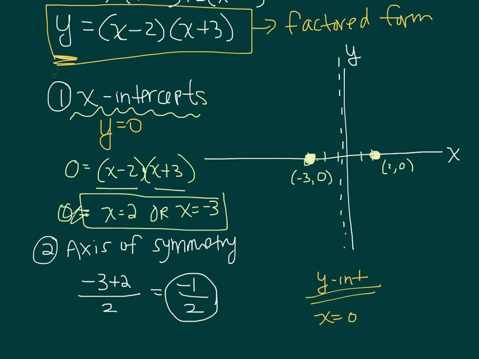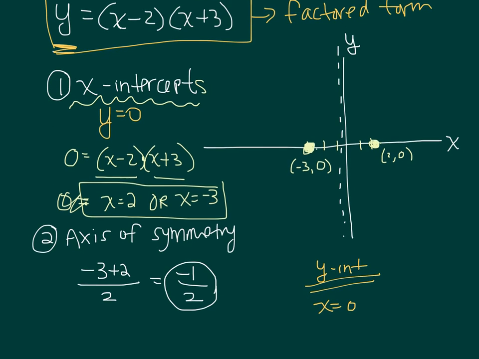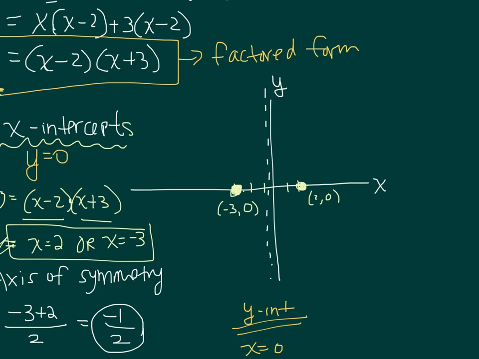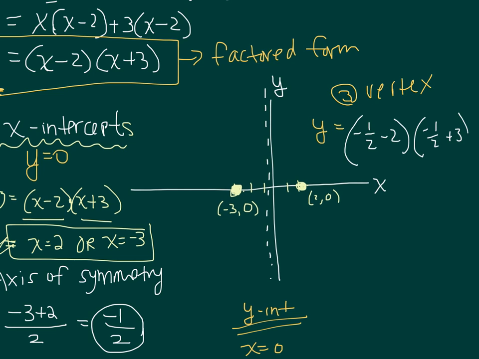Okay. And given that information, I'm going to find the vertex like I found the other vertexes. Okay, so step 3, find the vertex. Since the AOS is negative 1/2, I'm going to plug it into my factored form. It's a little bit nicer, and you'll see why. So negative 1/2 minus 2, and then negative 1/2 plus 3.